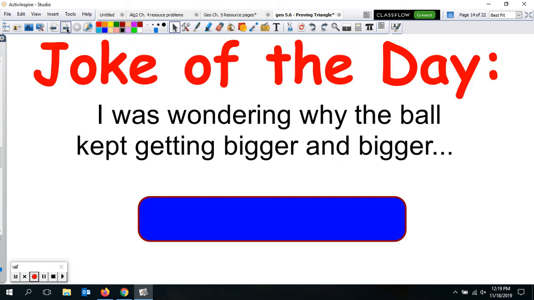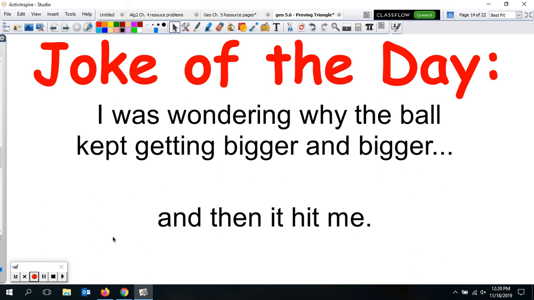All right, here's our joke of the day. We'll pause for a second to look at this. It says, I was wondering why the ball kept getting bigger and bigger. And then it hit me. That should make sense. Why it keeps getting bigger and bigger, and then whack. Flat on the ground.